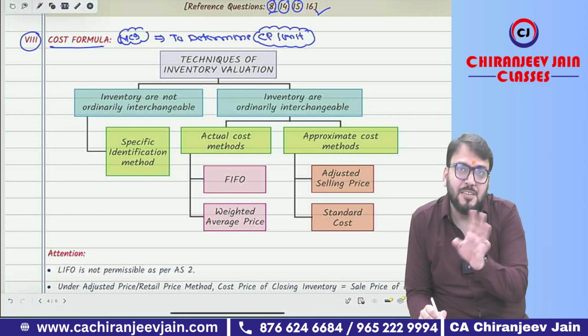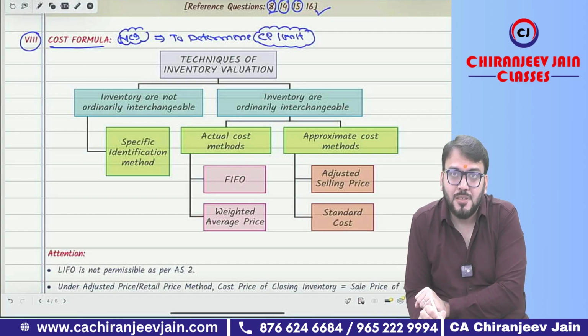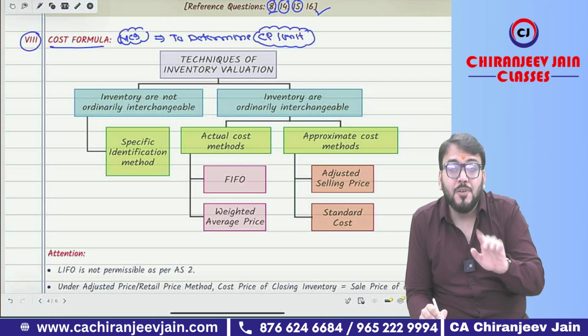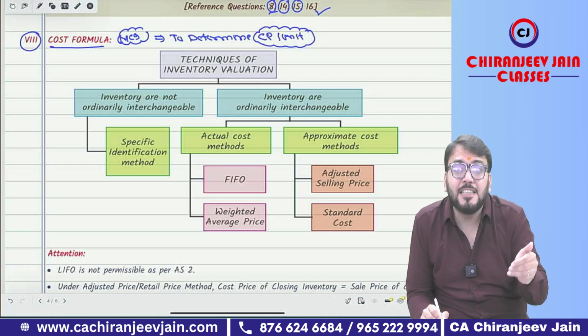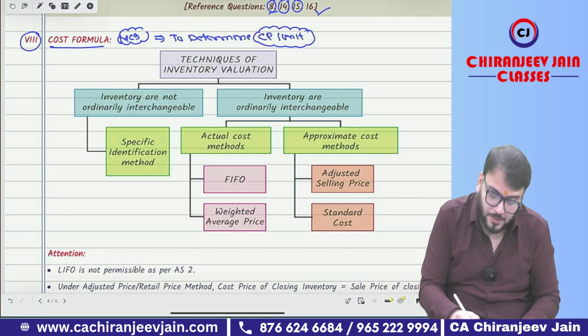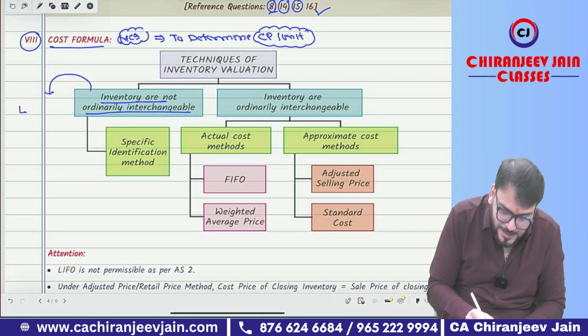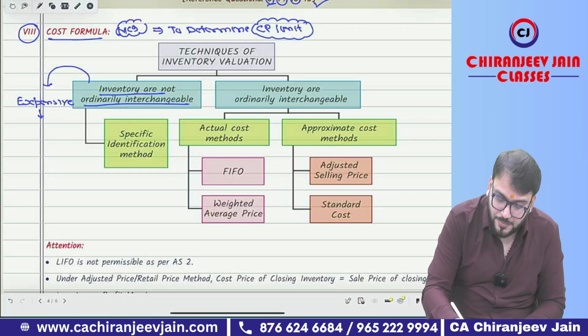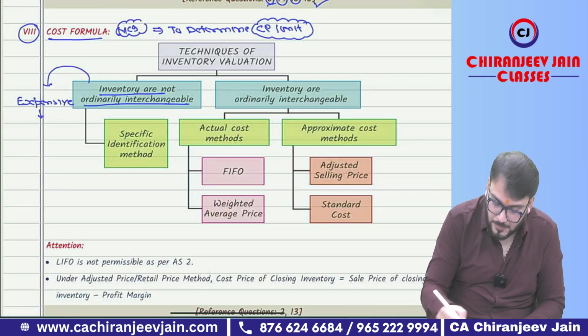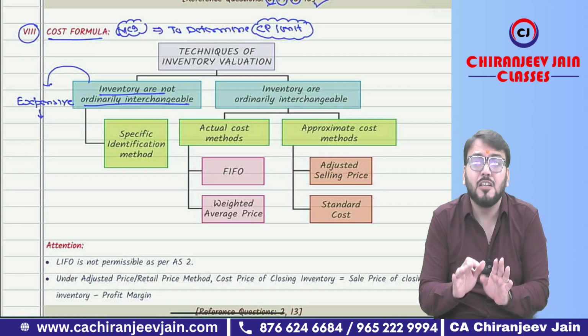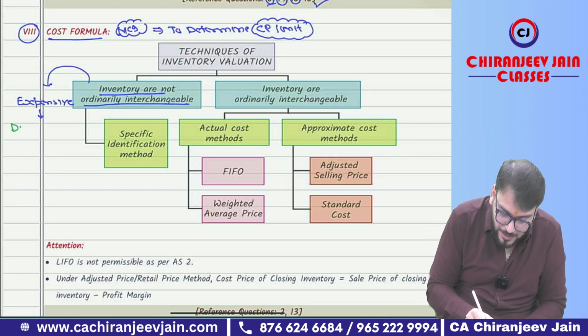For that purpose, inventories are divided into two categories: inventories which cannot be interchanged, and inventories which can be interchanged. When I say inventory which is not ordinarily interchangeable, it means these are expensive items. Simply speaking, these are expensive items, or I can say these are dissimilar items. We can say these are not homogeneous.